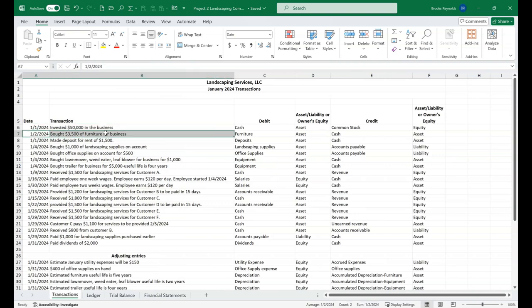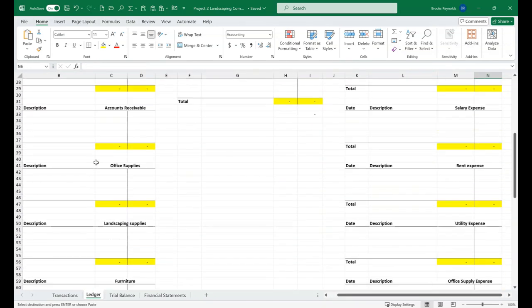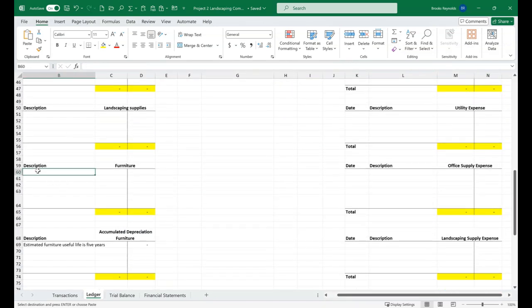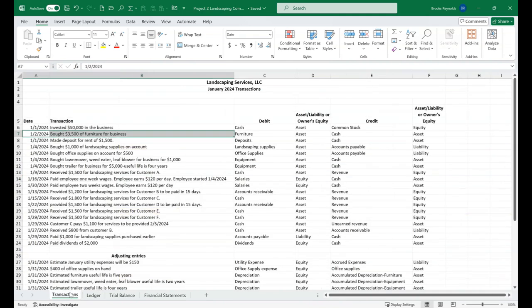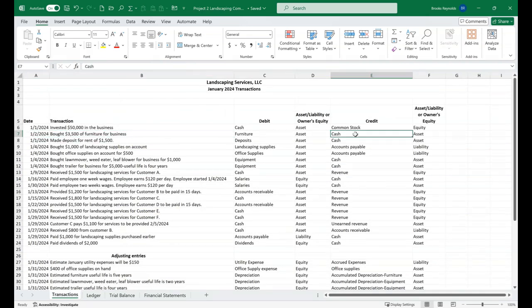Okay, so we bought $3,500 of furniture for the business. So we have an office, we have to furnish an office. So the first thing we're going to do is debit an asset, furniture. So we're going to find the furniture account down here, and we're going to move over and copy that. And then we're going to debit 3,500. All right, so we bought furniture and we paid cash. So we're going to credit cash for that amount.